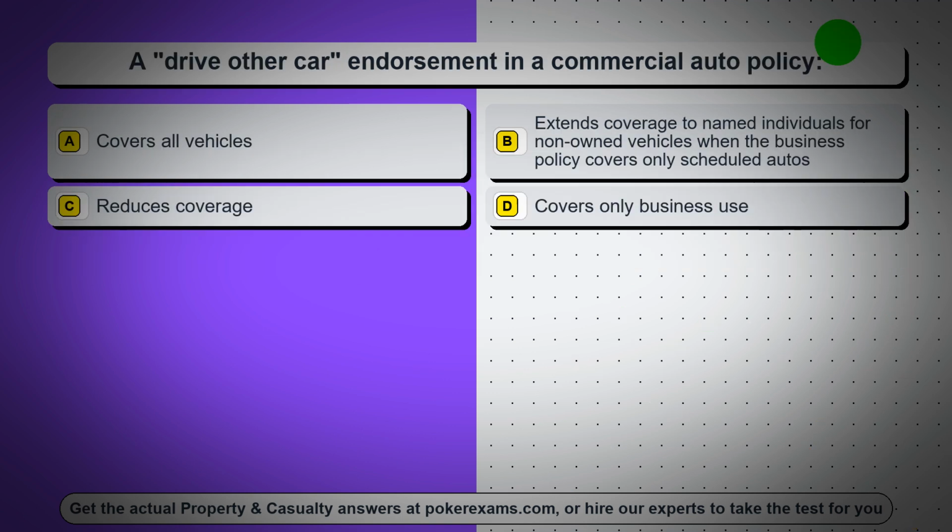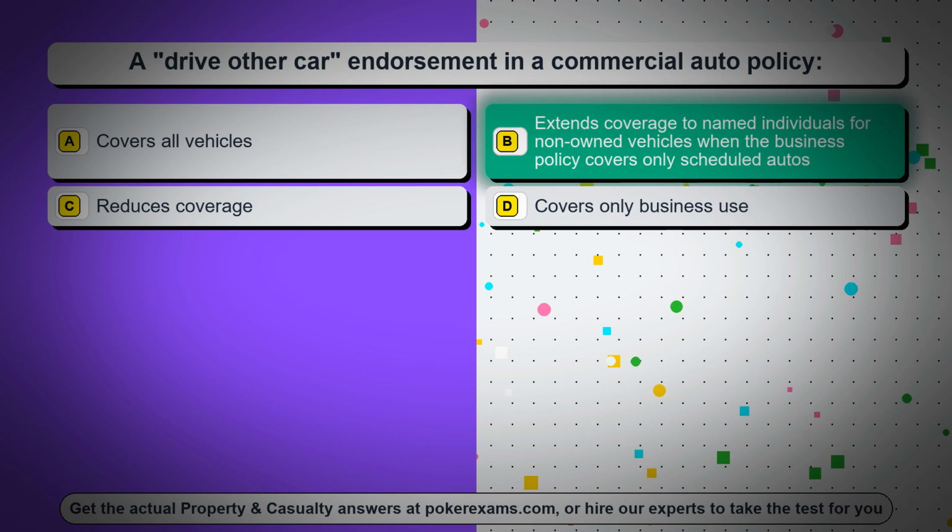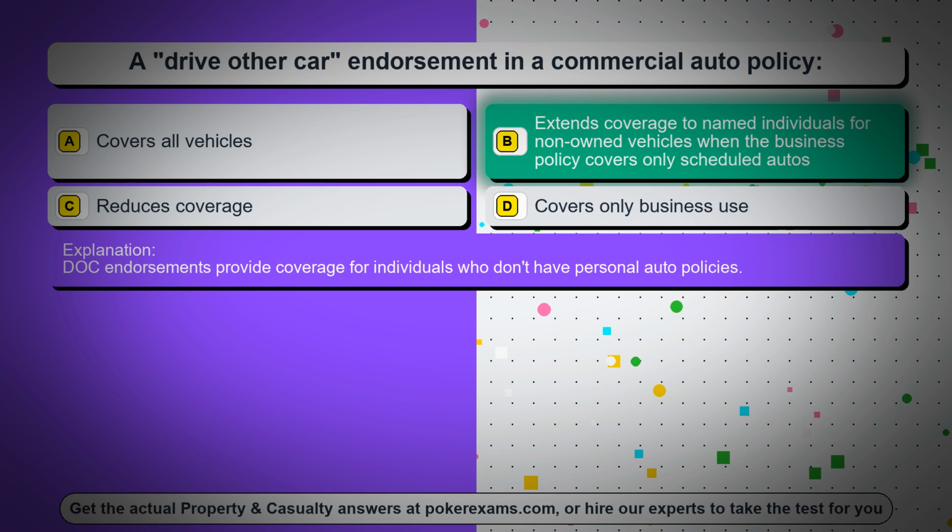Question 62. A drive other car endorsement in a commercial auto policy, option A, covers all vehicles, option B, extends coverage to named individuals for non-owned vehicles when the business policy covers only scheduled autos, option C, reduces coverage, option D, covers only business use. The correct answer is option B, extends coverage to named individuals for non-owned vehicles when the business policy covers only scheduled autos. DOC endorsements provide coverage for individuals who don't have personal auto policies.